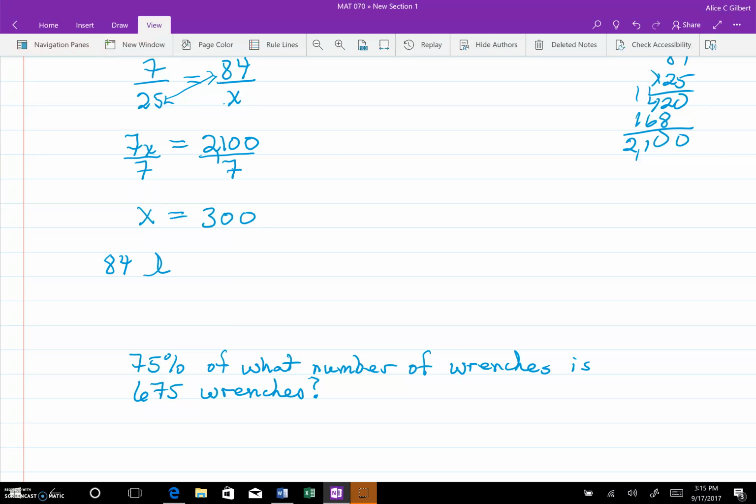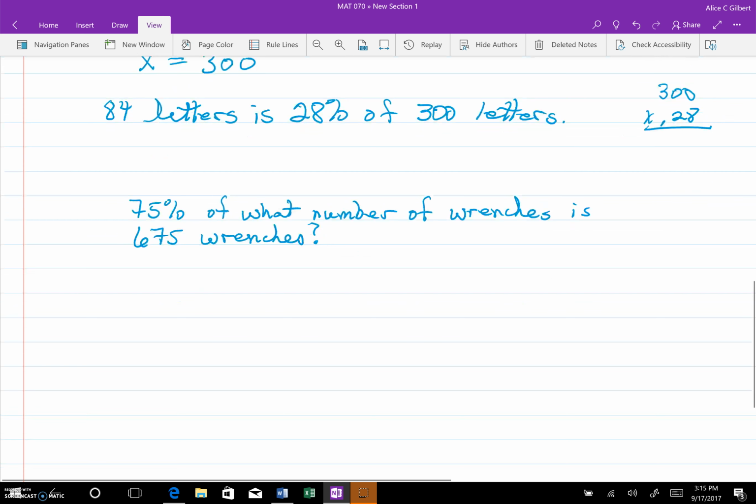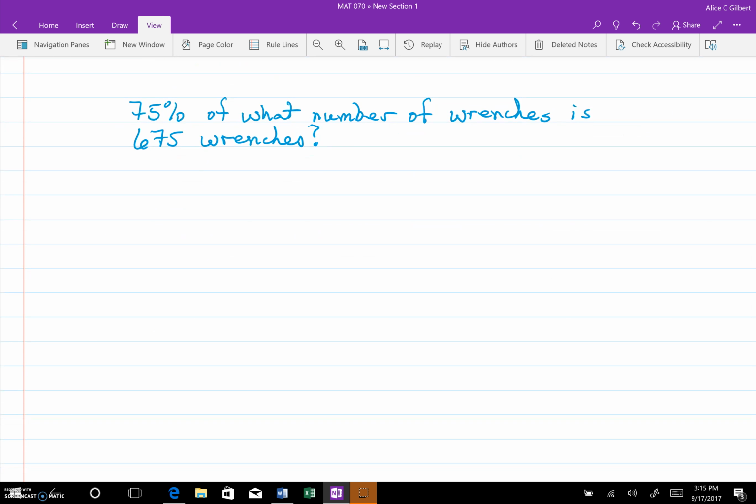So 84 letters is 28% of 300 letters. If I were to take a calculator and put in 300 and push the times button and then multiply, or I could actually do it by hand, times 0.28, I would come out with the number 84. Cool, huh? All right, let's do one more.